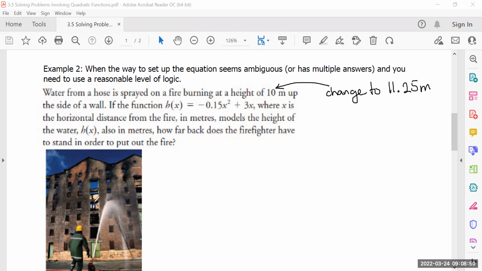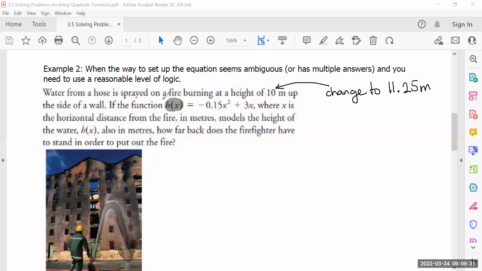Okay. Water from a hose is sprayed on a fire burning at a height of 11.25 meters up the side of a wall. Before we go any further, if you follow the trajectory of the water, it gets shot up, but thanks to gravity, it will come back down. Should sort of look a little familiar to you. If the function h of x models the height of the water, how far back does the firefighter have to stand in order to put out the fire?